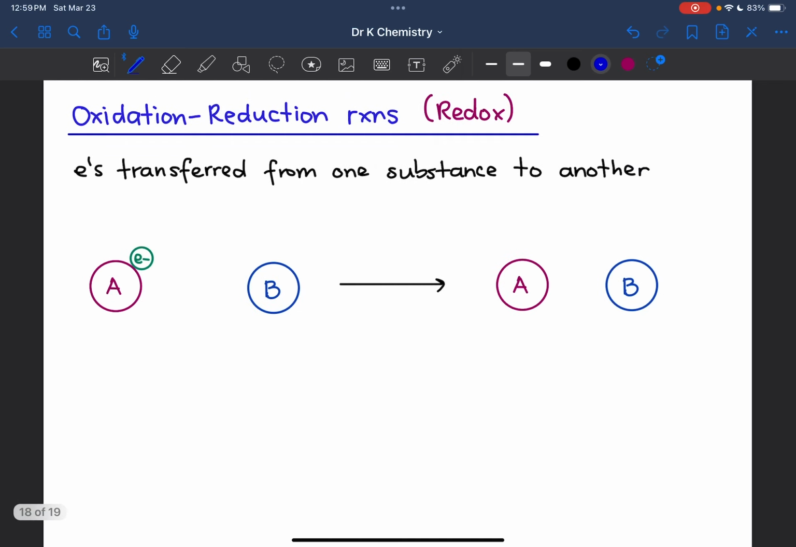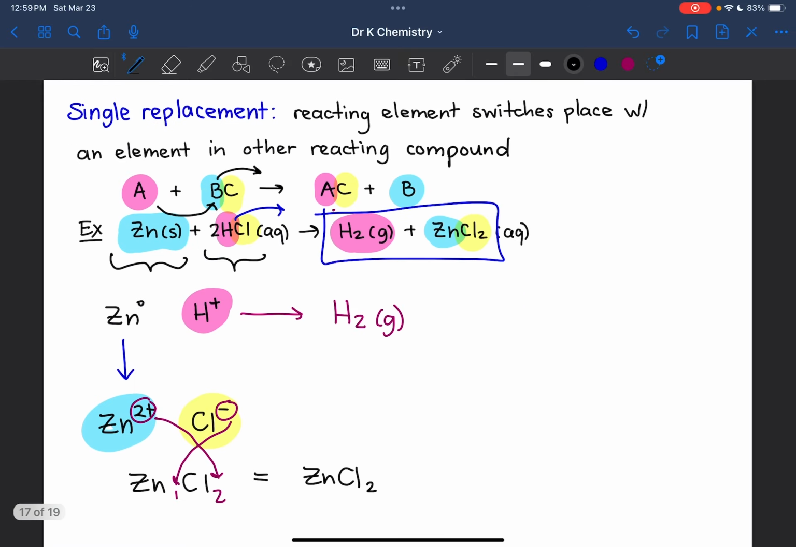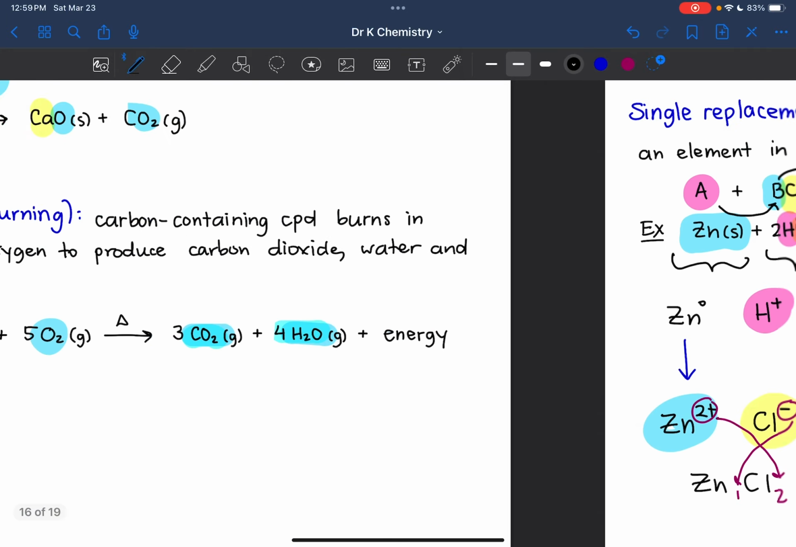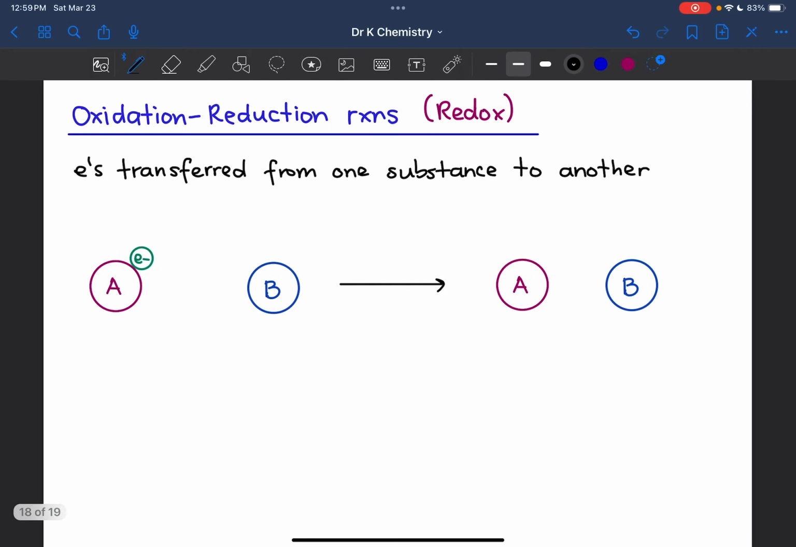There's one more reaction type that we have not yet discussed, and that is oxidation-reduction, which we also call redox reactions. This is actually a broader umbrella term that encompasses lots of different types of reactions. So single replacement is also a redox reaction. Combustion is also a redox reaction. So this is a broader category that has different reaction types within it.